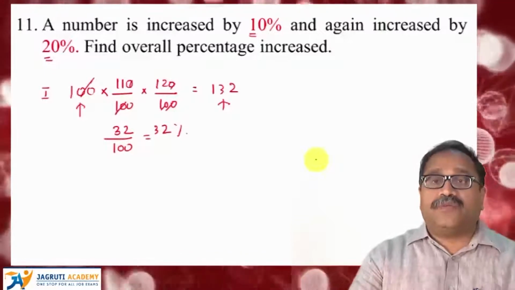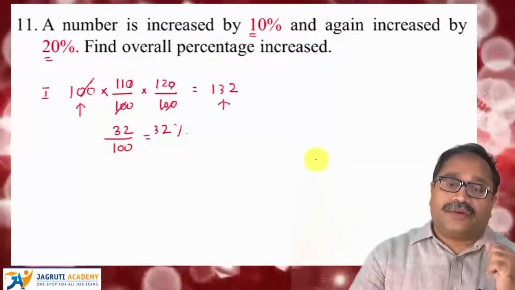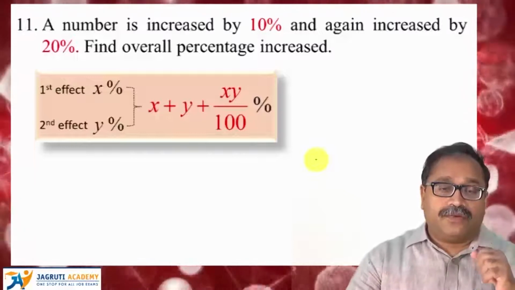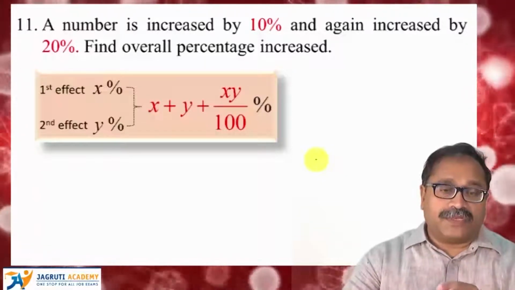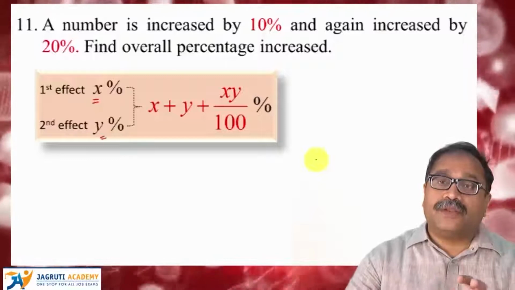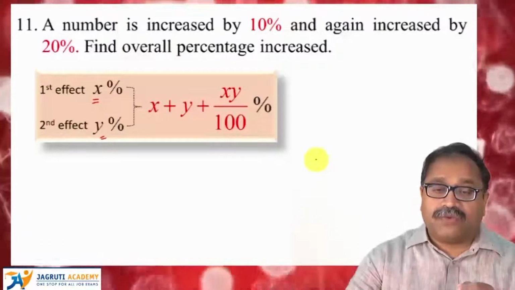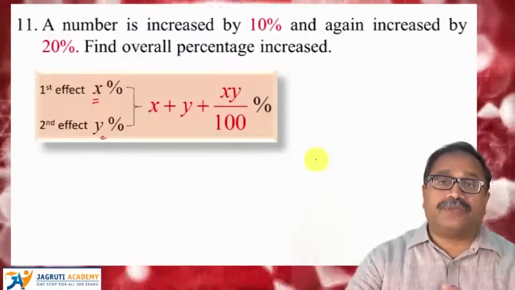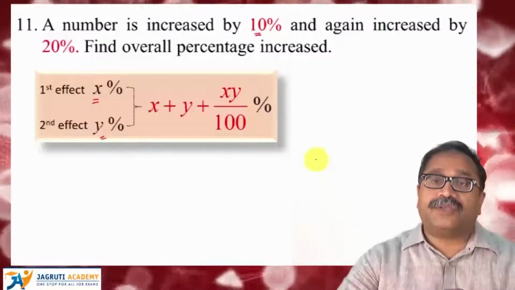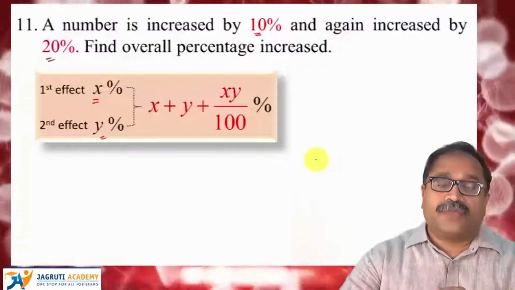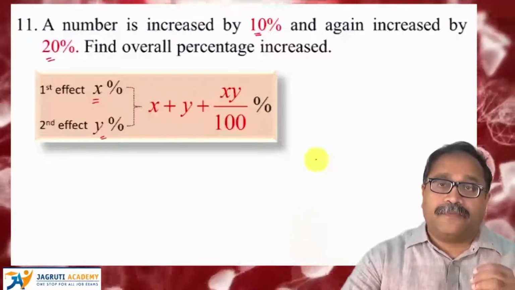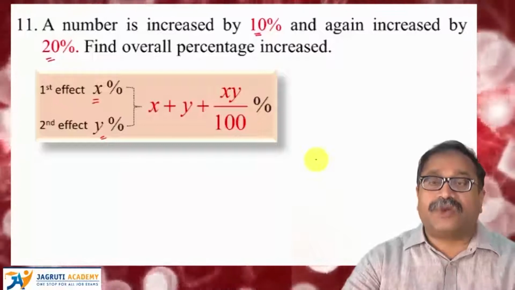Now the second approach is the formula approach. And in the formula it says, you can see the formula here, that if there are two effects, first effect is X% and second effect is Y%, then the net effect will be X plus Y plus XY by 100%. That means what is X% here? The first effect 10%, second effect 20%. What will be the net effect? So I will apply the formula. Here 10 is X and 20 is Y. So X plus Y plus XY by 100.